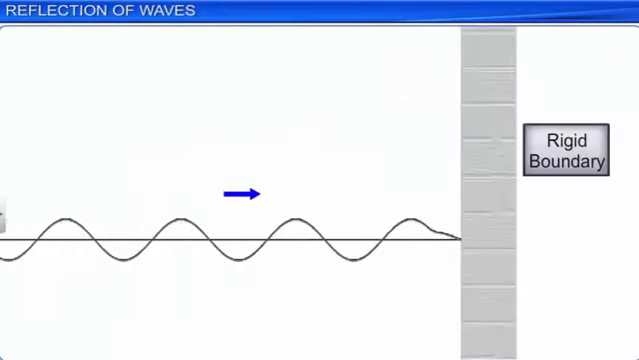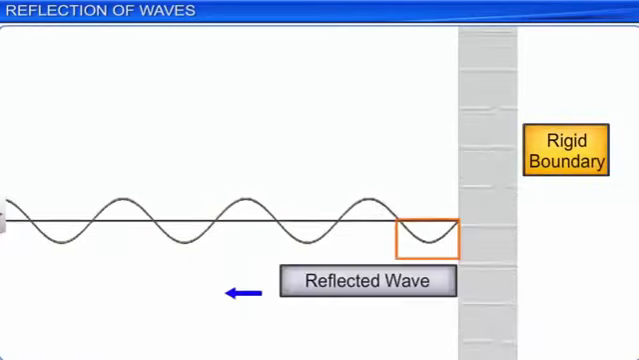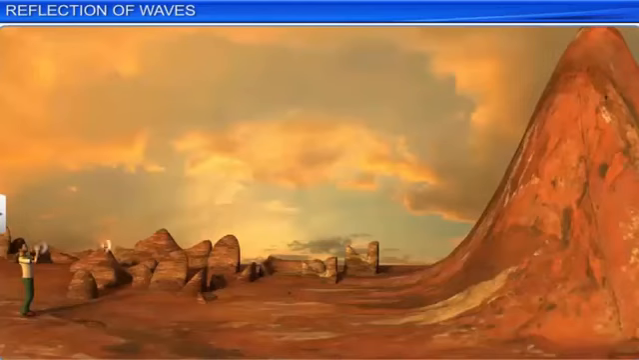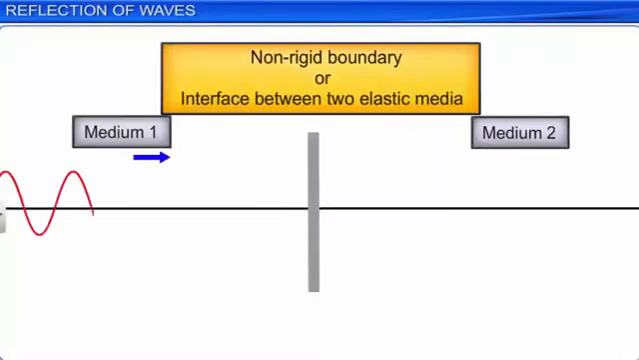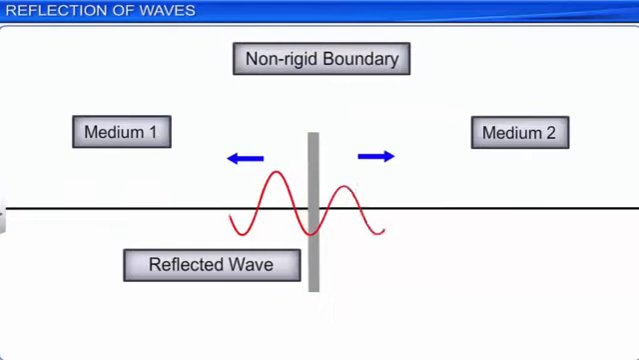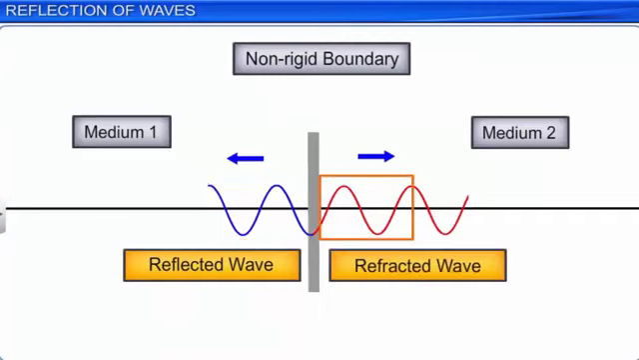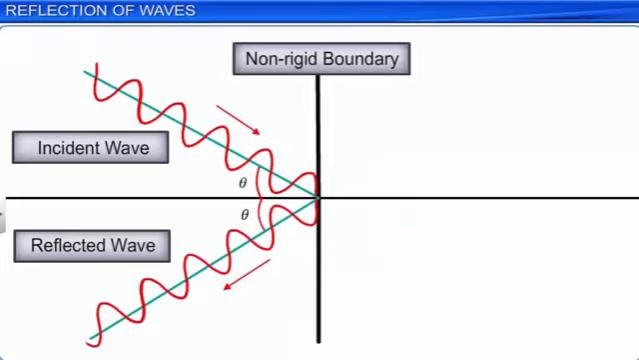When a pulse of a traveling wave strikes a rigid boundary, it gets reflected. An echo is one of the simplest examples of this phenomenon. If the boundary is not completely rigid, or if it is an interface between two different elastic media, a part of the wave is reflected, and a part is transmitted into the second medium. Reflection of waves follows the laws of reflection, which are similar to the laws of reflection of light.